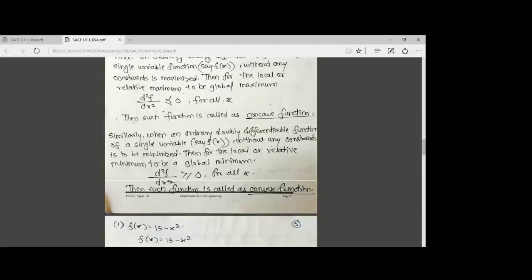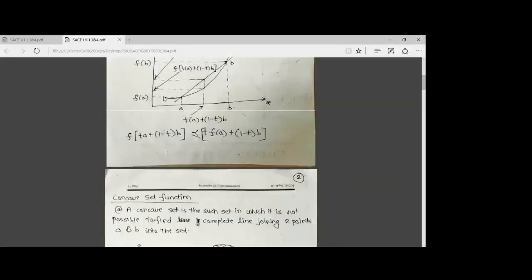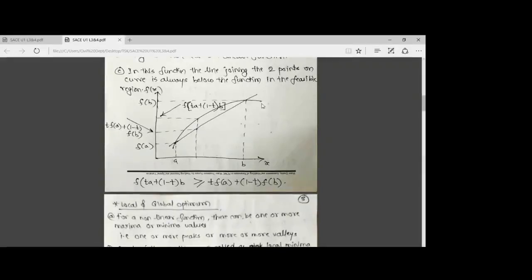Similarly, if I have an ordinary doubly differentiable function, say f of x, with no constraints, and it is to be minimized, then for the local or relative minimum to be a global minimum, what is the criterion? d square f upon dx square should be greater than or equal to 0 for all the values of x. Then such a function is called a convex function, right? So a convex function is for the minimization pattern and a concave function is for the maximization pattern. That is always to be remembered, because this is just the basics that we have started.